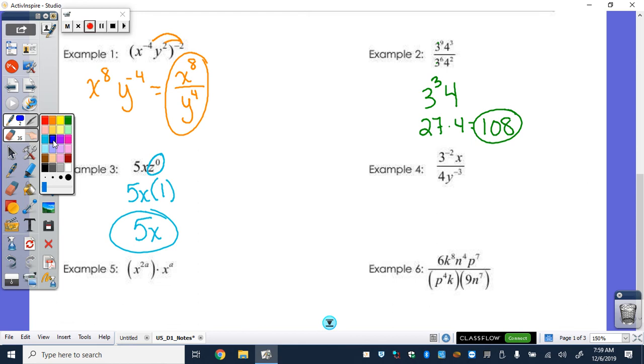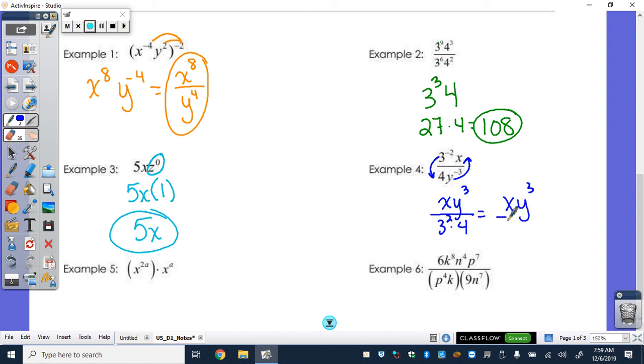Over here, negative exponents need to move to the other part of the fraction in order to turn positive. So that gives me x y to the 3rd over 3 squared times 4. So always simplifying things down. 3 squared is 9 times 4 makes that a 36 in the denominator.